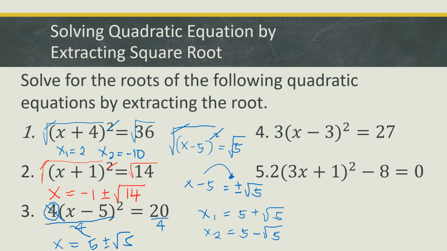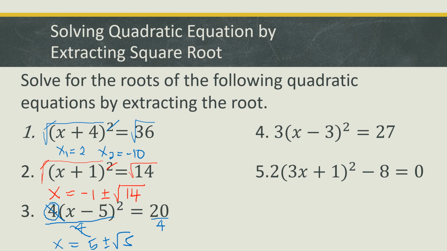Next, let us try example number 4. We have 3 multiplied by (x minus 3) squared equals 27. Same thing we are going to do with example number 4 using the procedure in example number 3. Divide first both sides by 3. Divide by 3, divide by 3. Cancel. So that will leave us (x minus 3) squared equals 9, as 27 divided by 3 is 9.